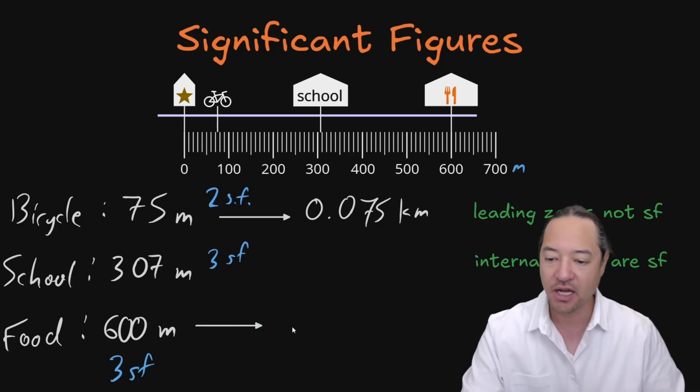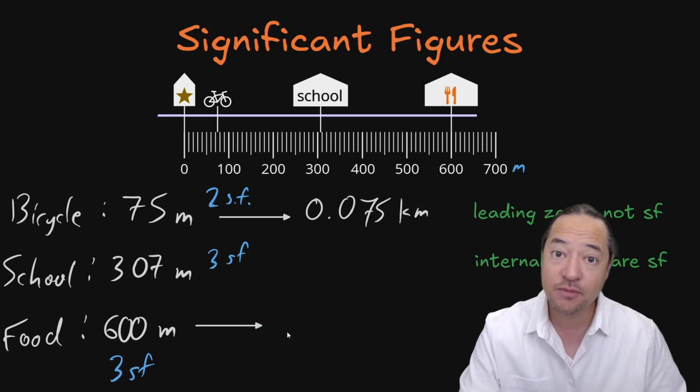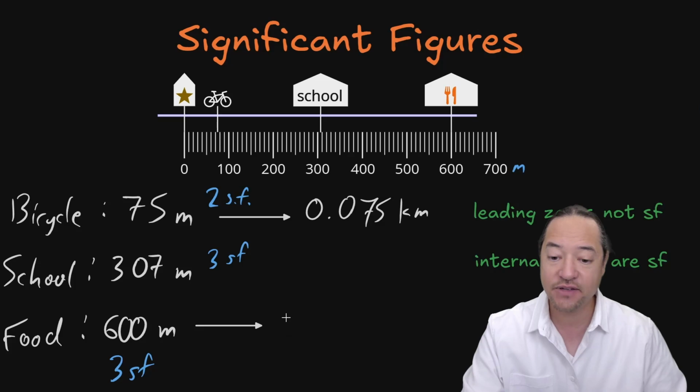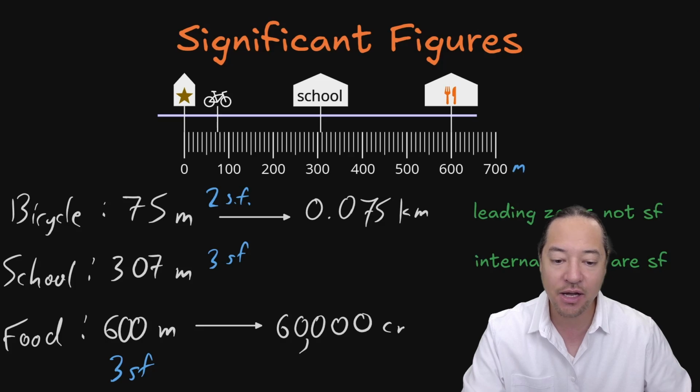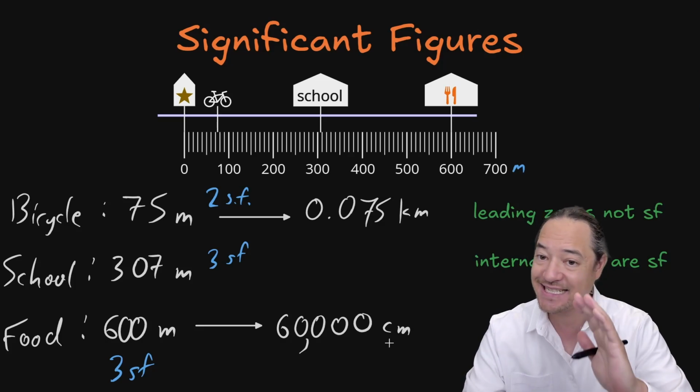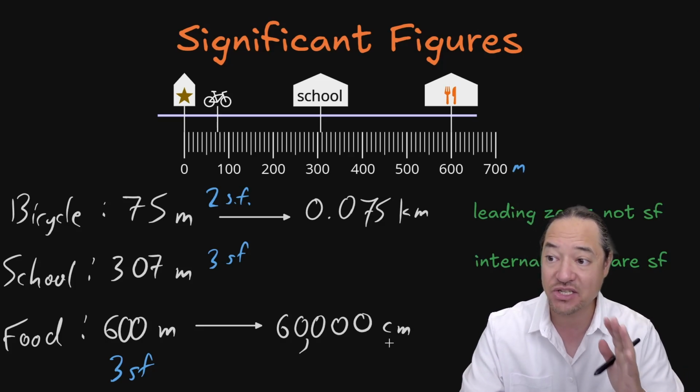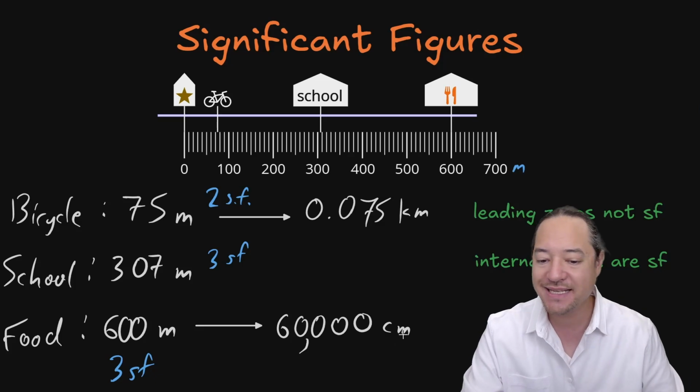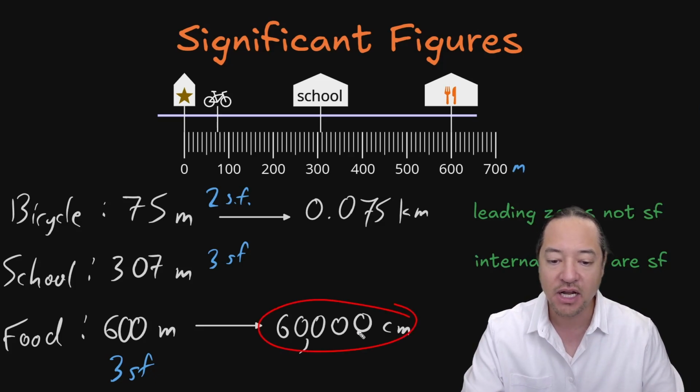What would this look like? Well, there's 100 centimeters per meter, so I'd have to take this and multiply by 100, right? So this is going to give me 60,000 centimeters. Okay, 60,000 centimeters, the same as 600 meters. How many significant figures do I have here? It's the same measurement, can't be any different, so I must have 3 significant figures, right?